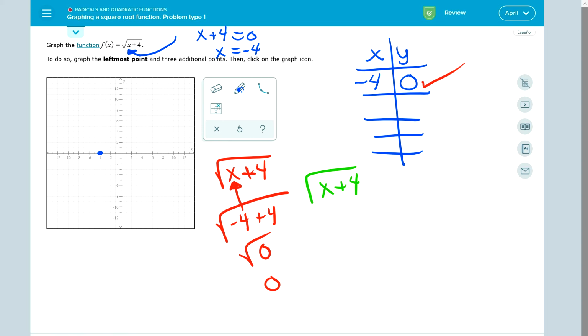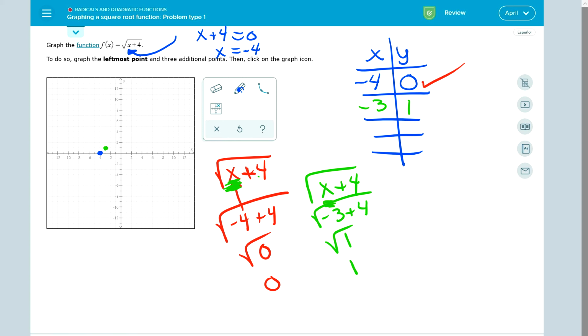Well, I've used negative 4. I can't go anything smaller than negative 4, because if you put negative 5, negative 6, negative 7, negative 8, plus 4, you're going to get a negative number. So I have to go larger. Now I could put negative 3 in here. That'll work. Negative 3 plus 4 is 1, and the square root of 1 is 1. So my next point would be at negative 3, 1, which would be right there. Okay.